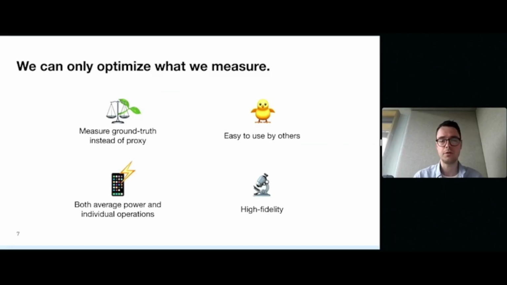So what we really want is to measure a ground truth. We don't want to have any proxies, because those modern smartphones are big black boxes. It's really hard to predict what's happening on the hardware layer, what the actual energy consumption is. And ideally, what we do is also easy to use by others, so others can replicate our research and do their own. And we're interested in both measuring average power, for instance, of protocol runs in the background, and individual operations that we want to optimize. And of course, when we measure, we're interested in high fidelity. So we want to be precise in what we do so we can actually optimize with confidence.